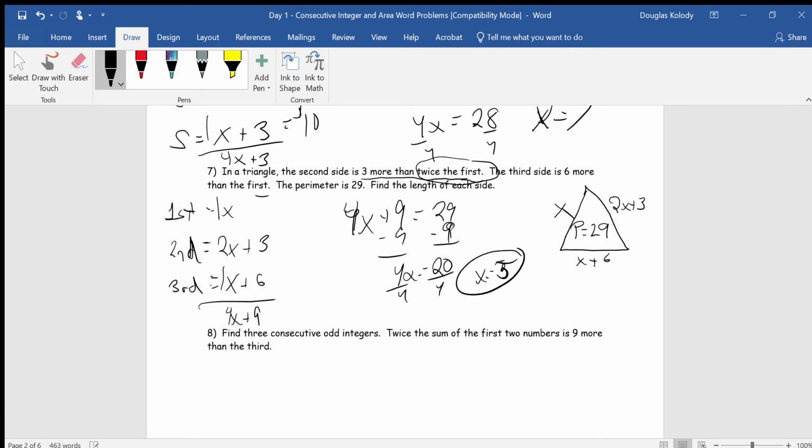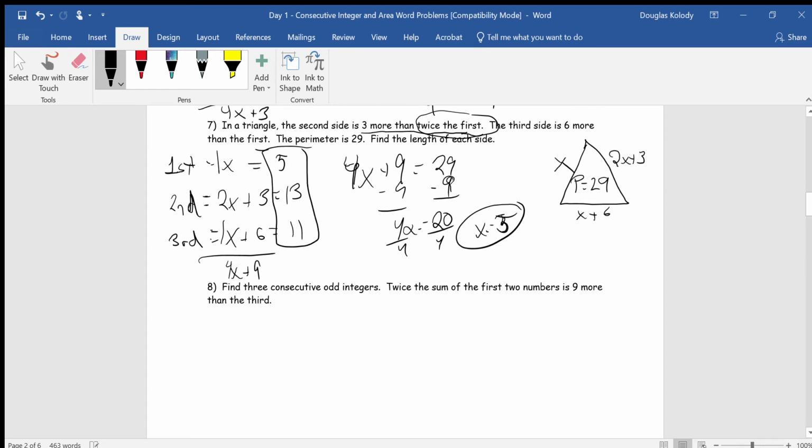Okay, so x, the first side, is 5. 2 times 5 is 10. 10 plus 3 is 13. And 5 plus 6 is 11. And there are the 3 sides of my triangle. Great job, everybody.